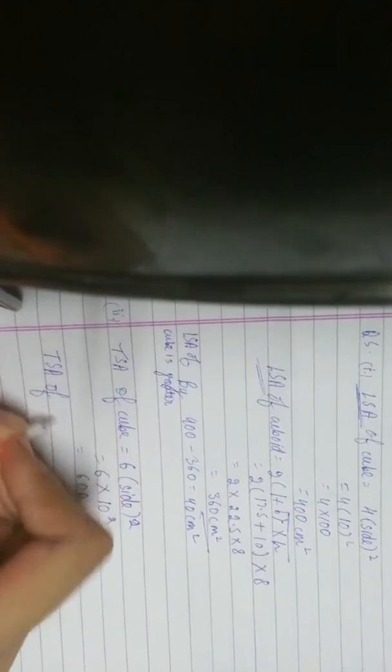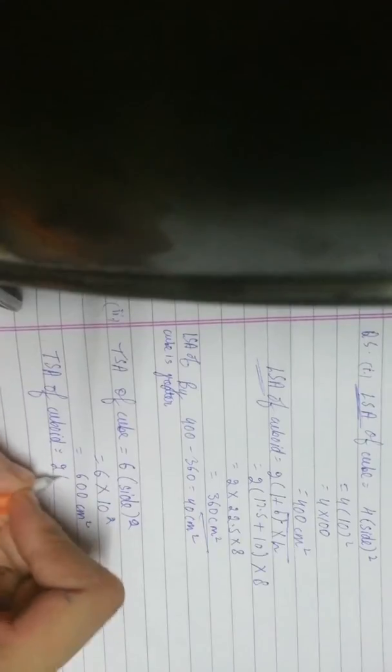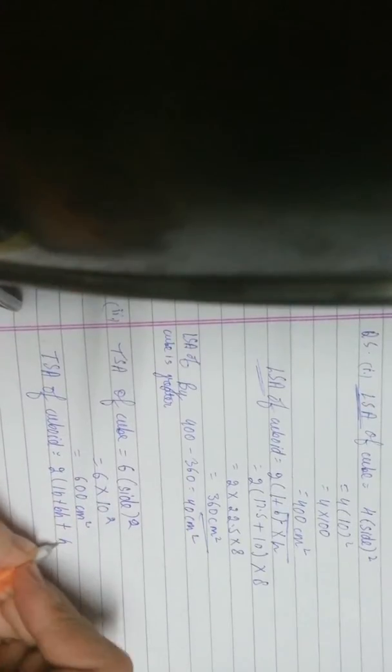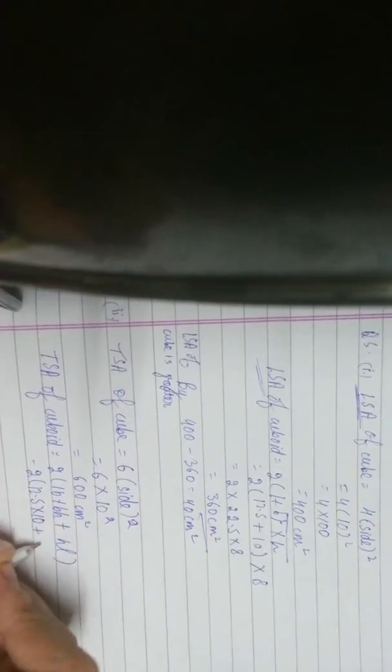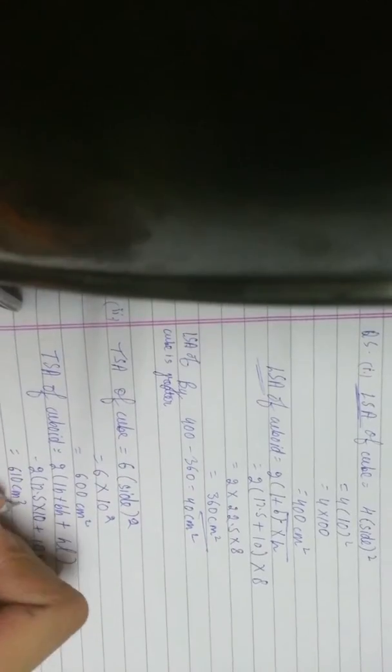And total surface area of cuboid is twice into (LB plus BH plus HL). We put the values: 12.5 into 10 plus 10 into 8 plus 8 into 12.5. After solving this whole thing, we would get 610 centimeter square. So this time the total surface area of cuboid is greater, by 610 minus 600, that is 10 centimeter square. This is the solution for question number 5.